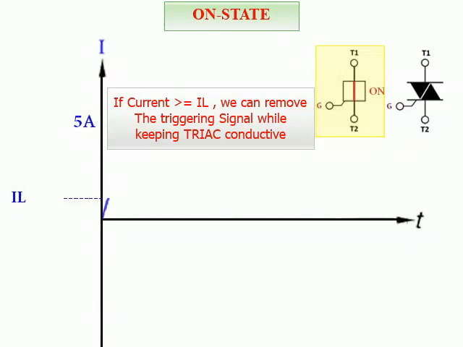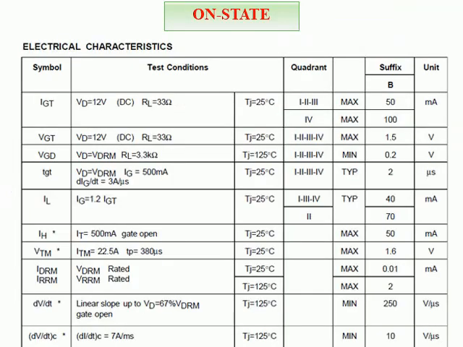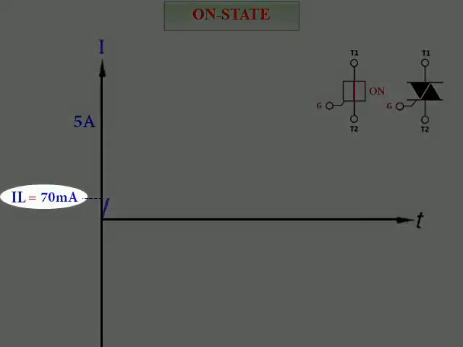The value of latching current, IL, is mentioned in the data sheet of the triac. For triac BTA16-600B, the latching current is within the range 40 to 70 mA, as per the triggering point. For safety, consider the bigger value of 70 mA.